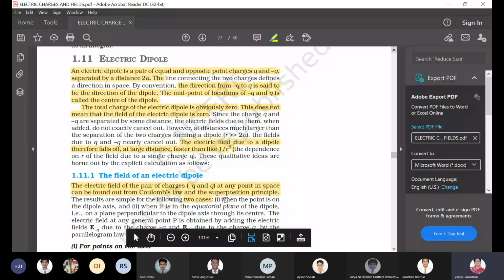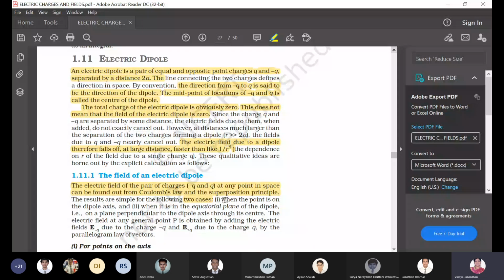Whatever I'm highlighting, are you able to see? Yes, ma'am.